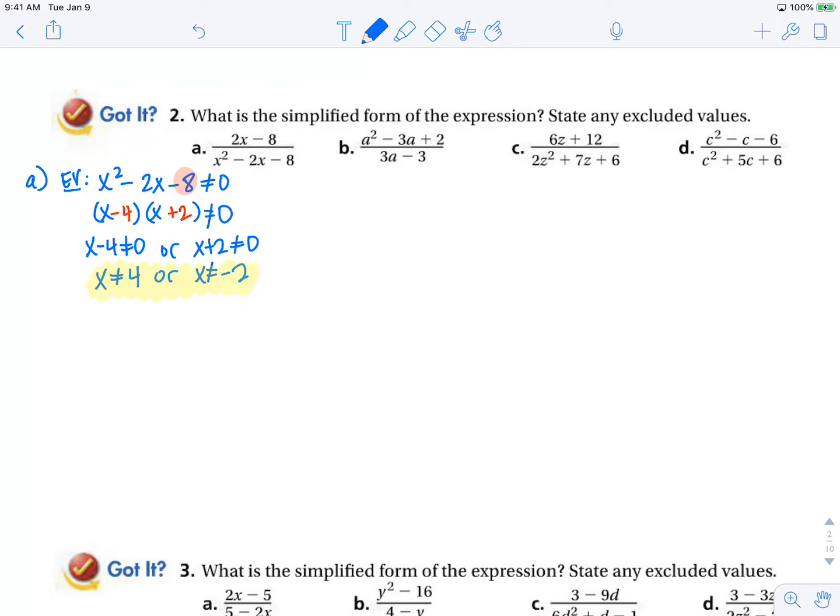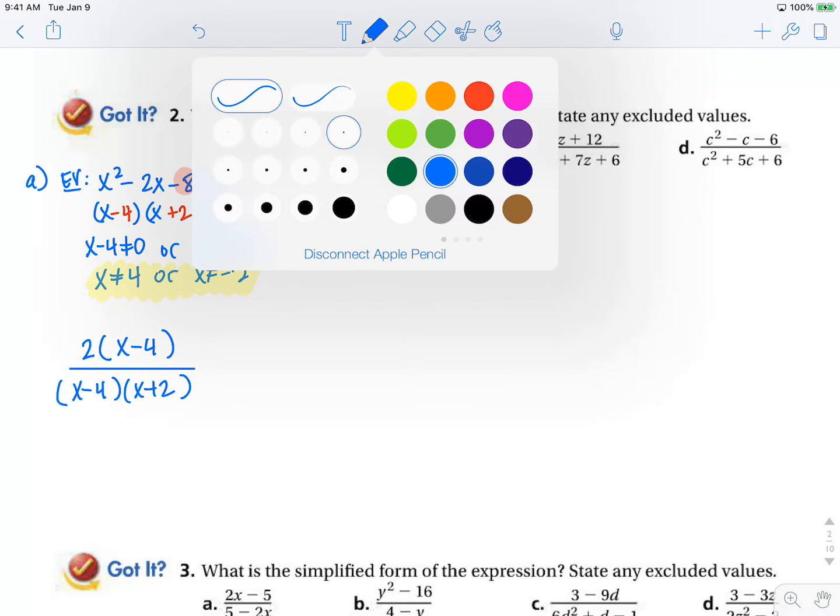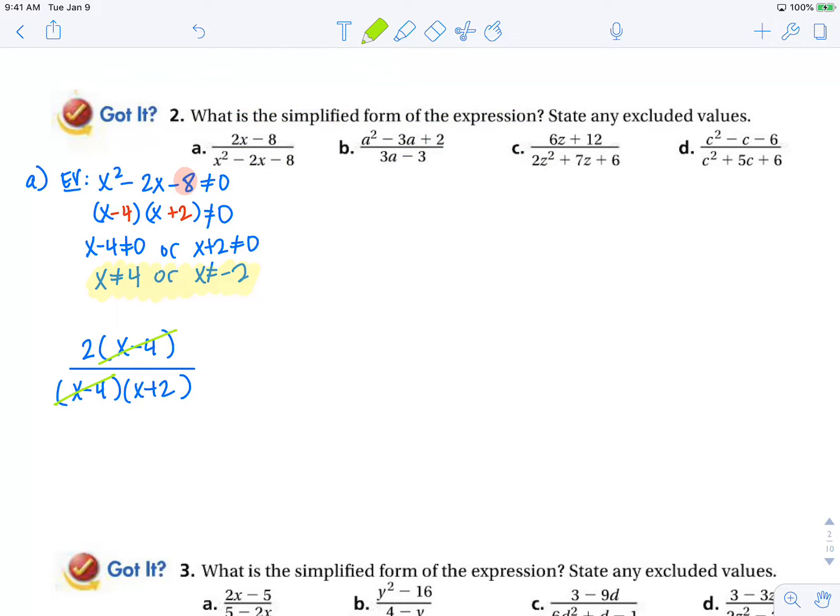So now we can factor. The numerator has a GCF of 2, and that leaves x minus 4. And our denominator, we already know, factors to be x minus 4 and x plus 2. And we can cancel this common binomial factor in the numerator and denominator. And that leaves 2 over the quantity x plus 2, as long as x is not 4 or -2.